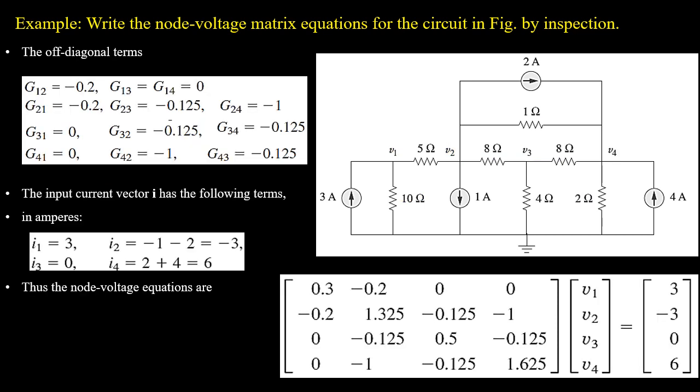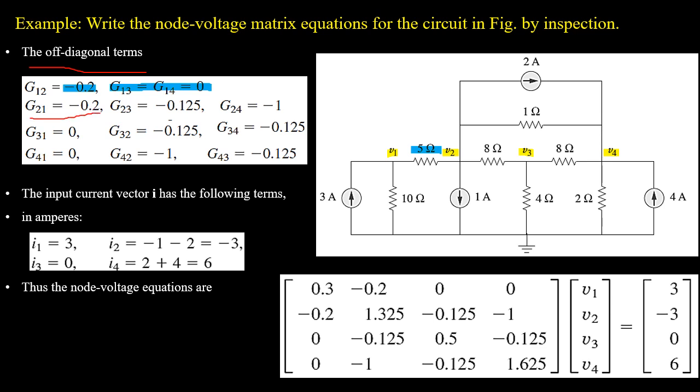Now we will find all the off diagonal terms. Between node 1 and node 2 we have a 5 ohm resistor, so G12 will be equal to minus 1 over 5, and this will be equal to minus 0.2. Node 1 and node 3 have no common resistor. Similarly, node 1 and node 4 also have no common resistor, so G13 and G14 will be equal to 0. As G12 was equal to minus 0.2, similarly G21 will also be equal to minus 0.2.